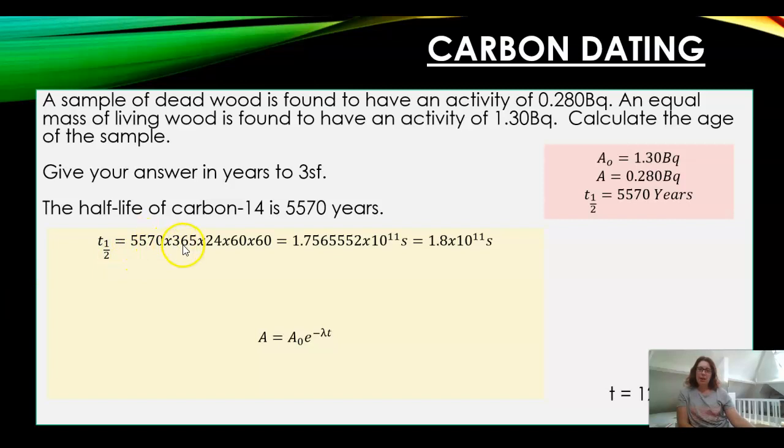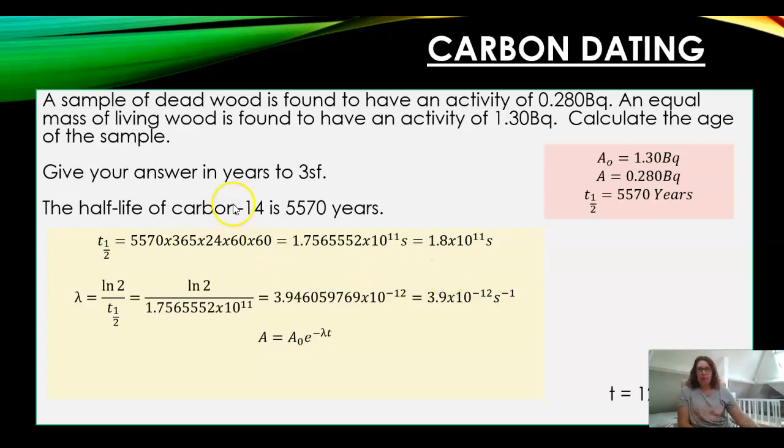5,570 years, times 365 days in a year, times 24 hours in a day, times 60 minutes in an hour, times 60 seconds in a minute. Then we want to find lambda. So lambda is natural log 2 over T half. So substitute your previous answer into there, but use the full one. That gives you lambda.